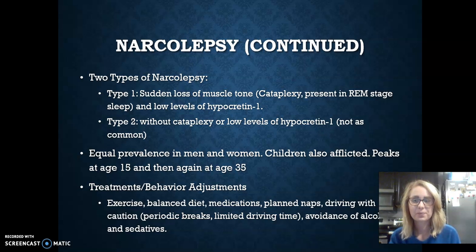Two types of narcolepsy. Type 1, sudden loss of muscle tone, cataplexy, present in REM stage sleep, and low levels of hypocretin 1. Type 2, without cataplexy or low levels of hypocretin 1, not as common. Equal prevalence in men and women. Children also afflicted. Peaks at age 15 and then again at age 35. Treatments: behavior adjustments, exercise, balanced diet, medications, planned naps, driving with caution, periodic breaks, limited driving time, avoidance of alcohol and sedatives.